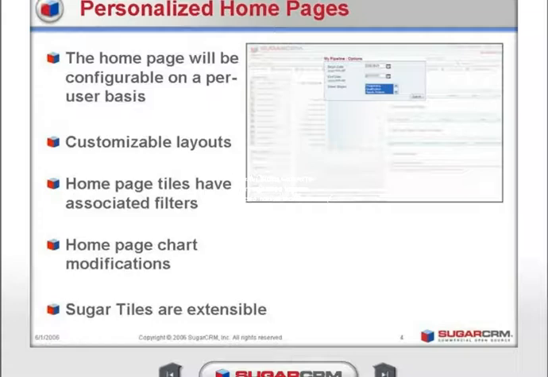And most of the widgets that we are building on the homepage will be extensible. So if you want to build a new widget where you want to see quotes, or you want to see order status from your fulfillment system, that is also possible. The widgets on the homepage will be extensible, and it's built on a framework.